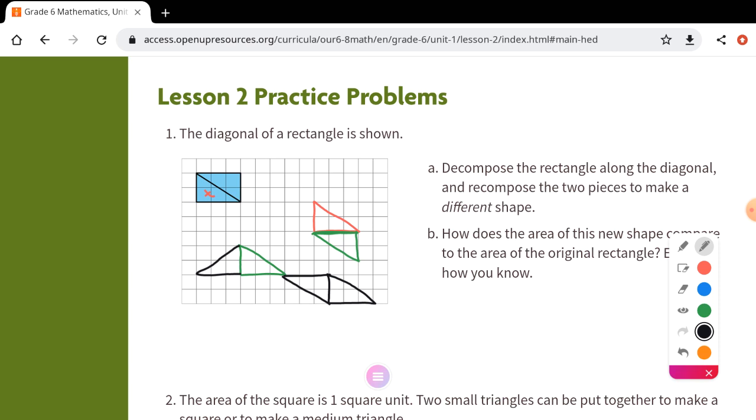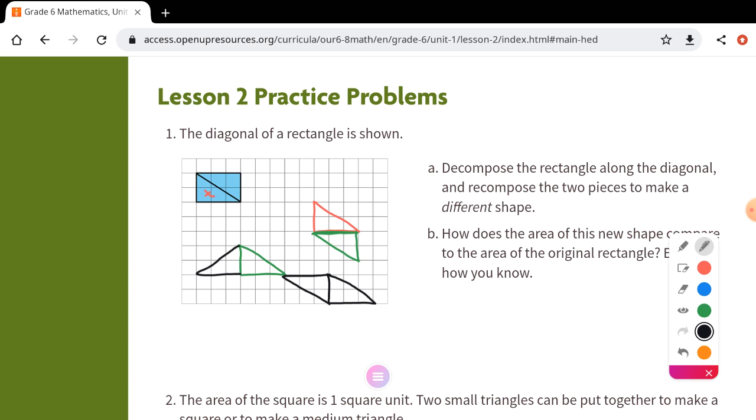So from two right triangles, I can rearrange them into lots of different shapes. I can take two right triangles and rearrange them into a rectangle, into a larger triangle, into two different parallelograms.